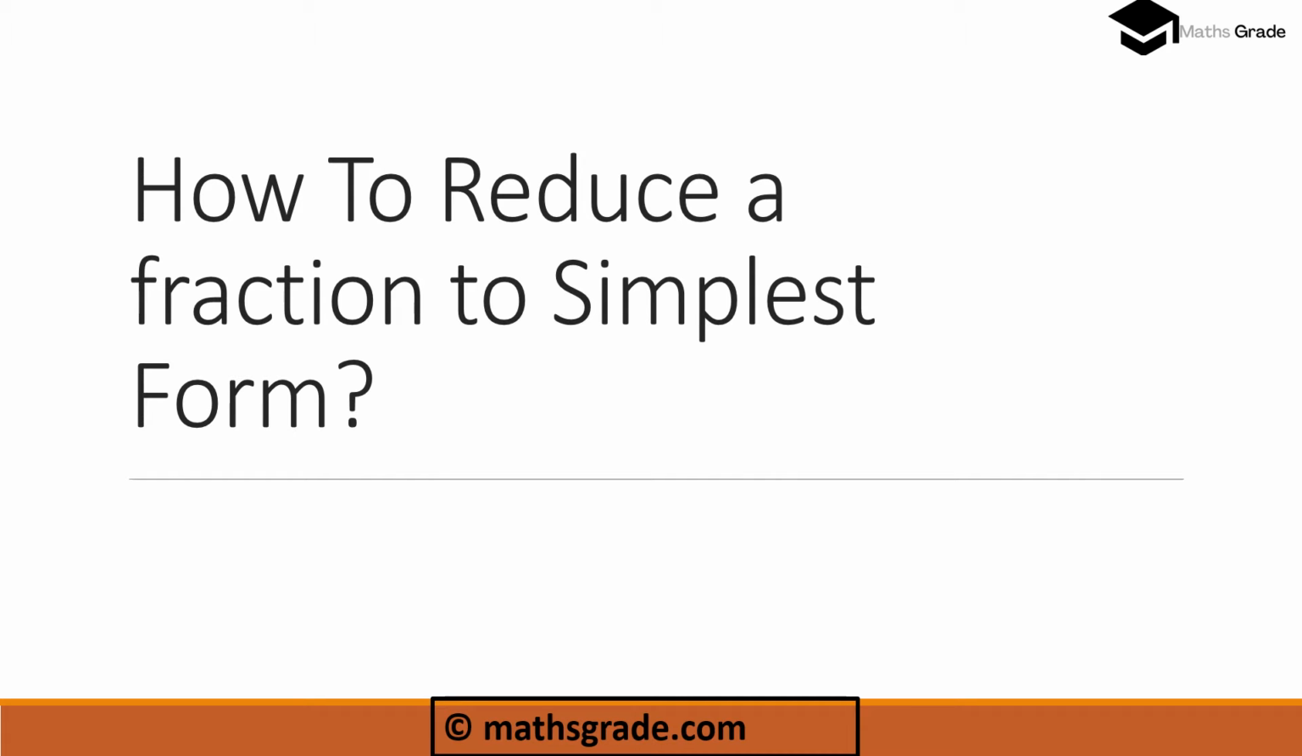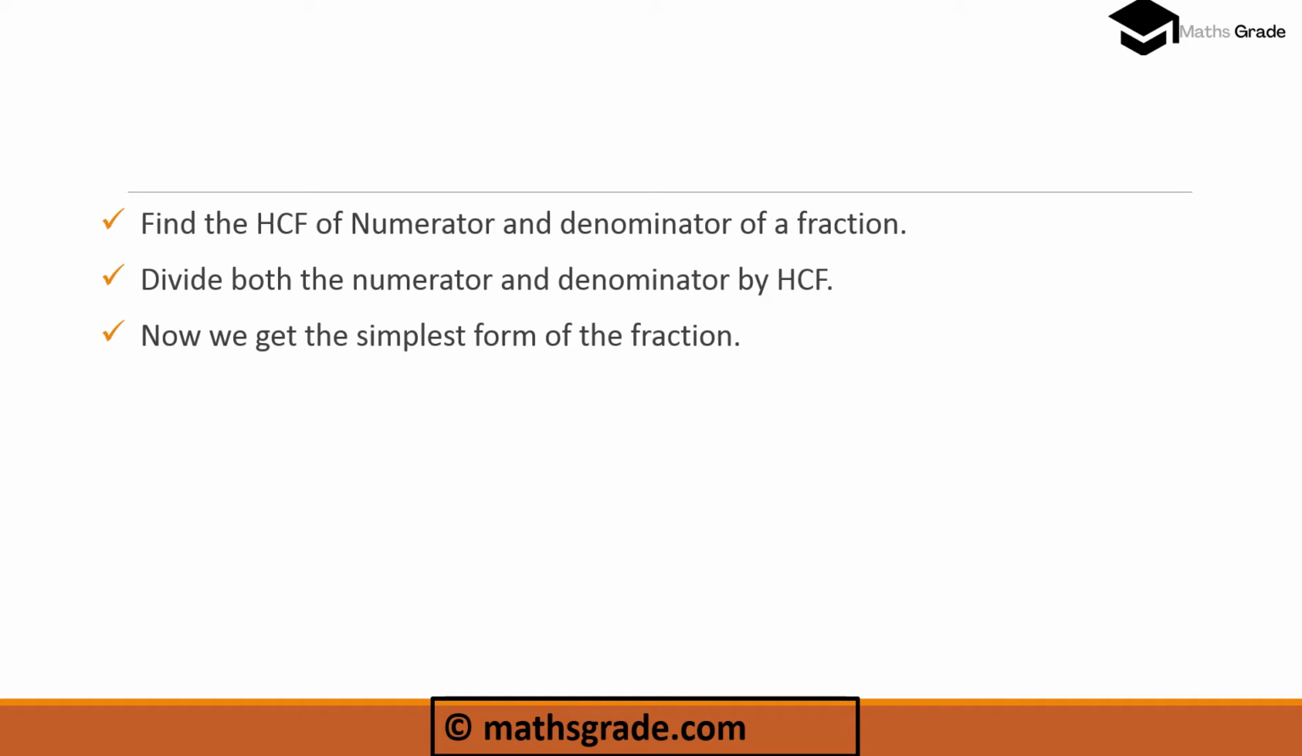Hello everyone, today we will discuss how to reduce a fraction to its simplest form. These are the steps to follow. First step is to find the highest common factor, that is HCF, of the numerator and denominator of the given fraction. And second step is to divide both the numerator and denominator by the highest common factor. Now we get the simplest form of the given fraction.